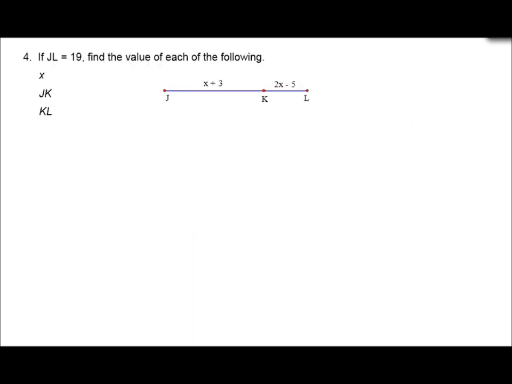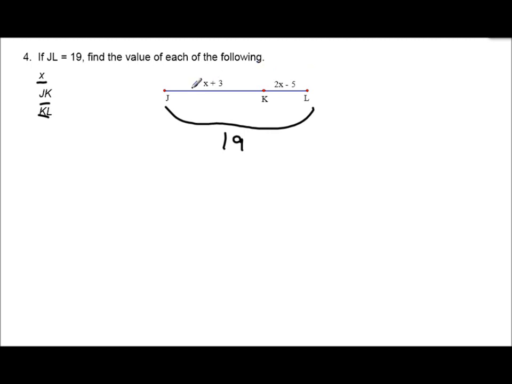Okay, so now we're going to take the segment addition postulate and we're going to apply it algebraically. So if we want to find the value of x and then the length of each segment, we're going to set up our segment addition postulate. But we have to read first. It says if JL, that means the whole thing here, is 19. Find the value of each of the following.